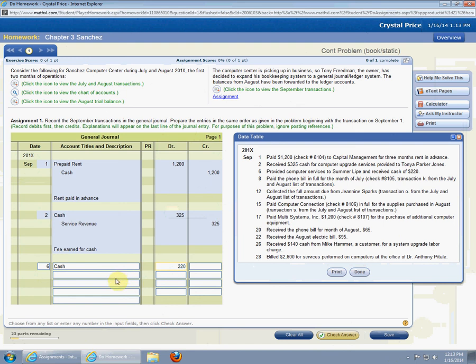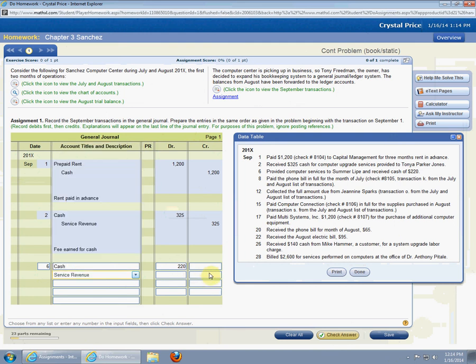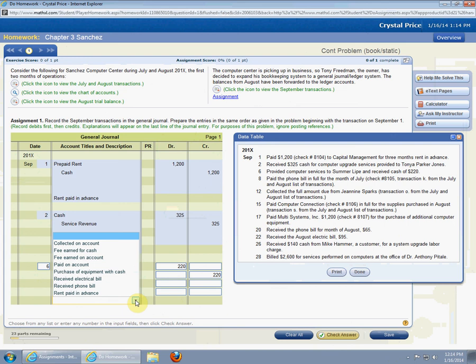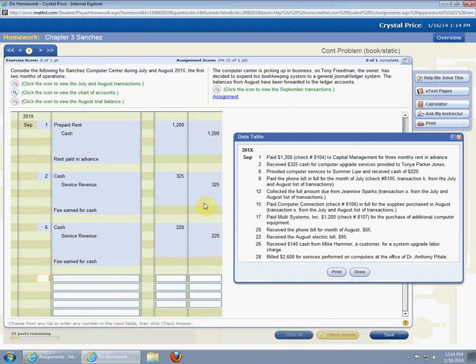And then our second one we said was service revenue. What type of account? Revenue. What are you doing to it? Increasing it. What's the rule? Credit. Put your explanation. Fee earned for cash. Next one's on the 8th.